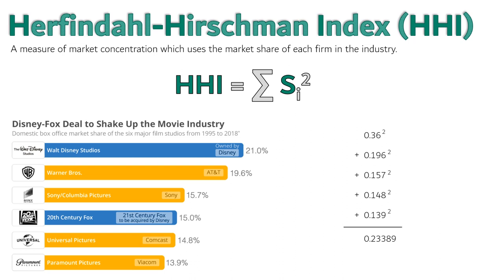HHI is a useful metric for how much competition there is in a market and helps us to differentiate between our four market structures.